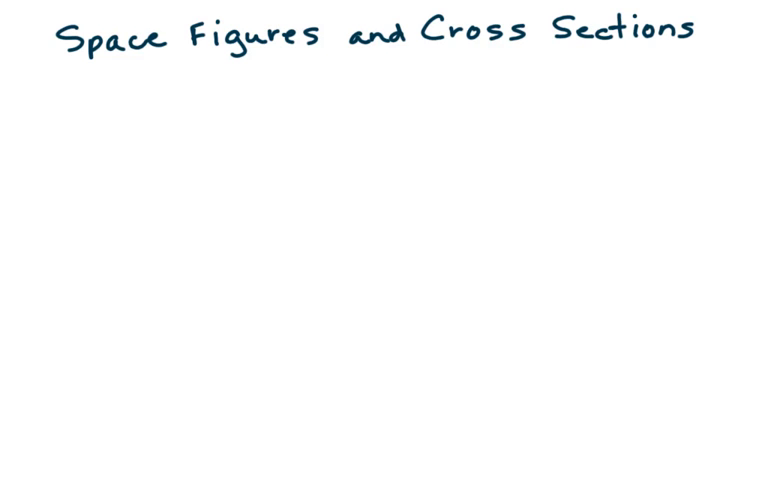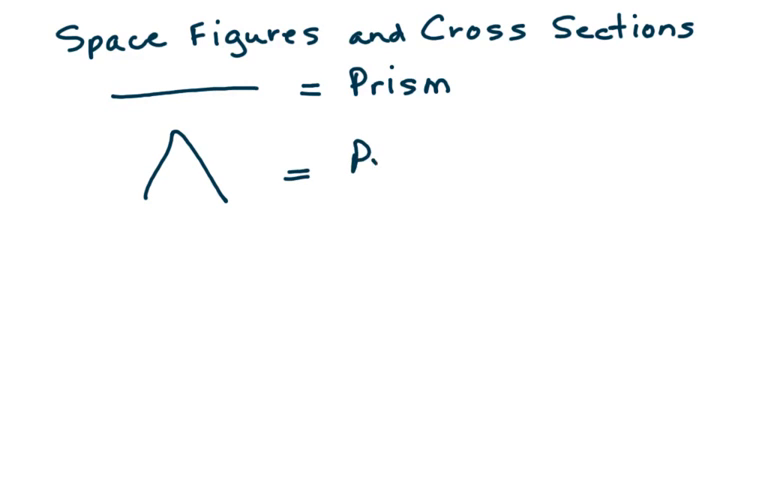In this video, I'm talking to you about space figures and cross sections. So the first thing I want to tell you is this. If a figure has a flat top, then we're going to call it a prism. If it has a pointy top, we're going to call it a pyramid.